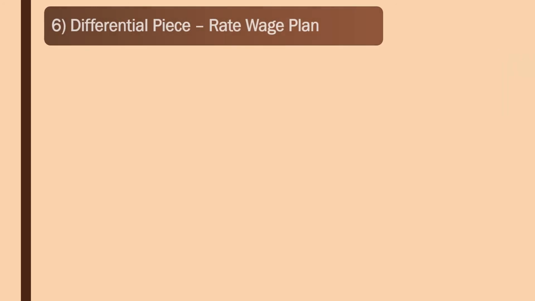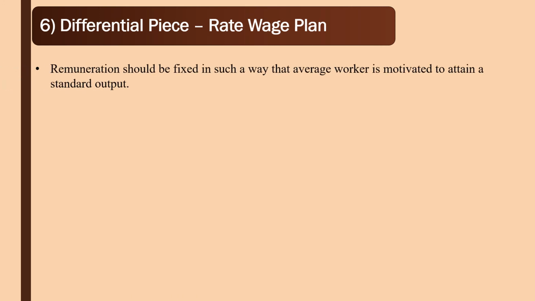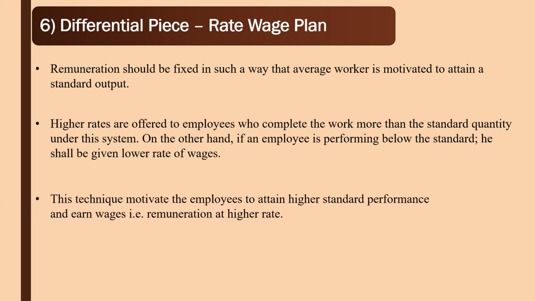Sixth technique is differential piece rate wage plan. Here, remuneration should be fixed in such a way that the average worker is motivated to attain a standard output. Higher rates are offered to employees who complete more than the standard quantity under this system. On the other hand, if an employee is performing below the standard, he shall be given a lower rate of wages. This technique motivates the employee to attain higher standard performance and earn remuneration at a higher rate.